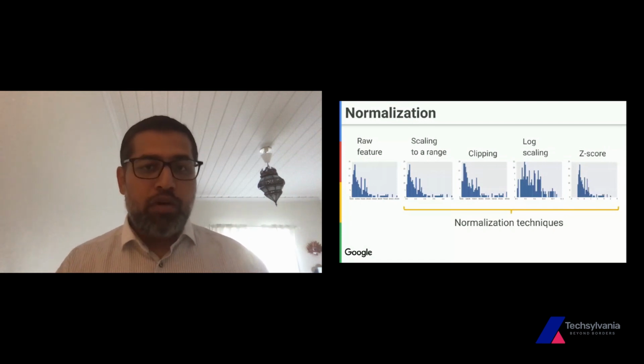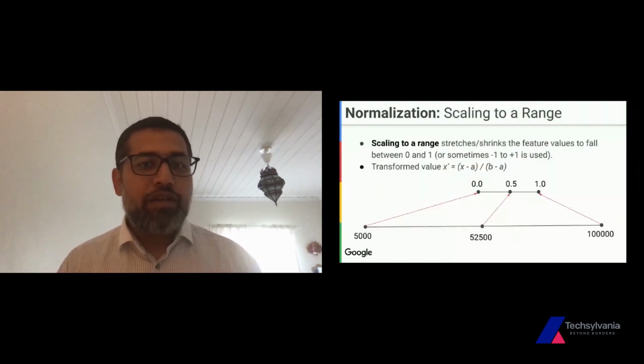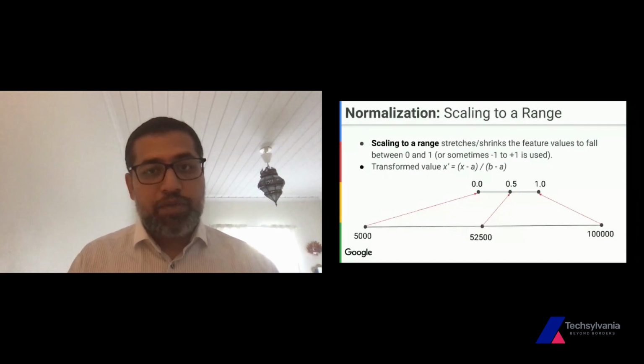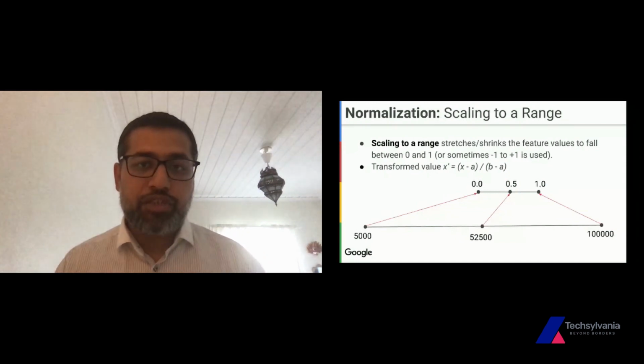We know the lower bounds and upper bounds already. We know everything is within bounds. So we shrink or we stretch that feature value to fall between value 0 and 1. This is one approach that we can take, in which we scale our data to a specific range.